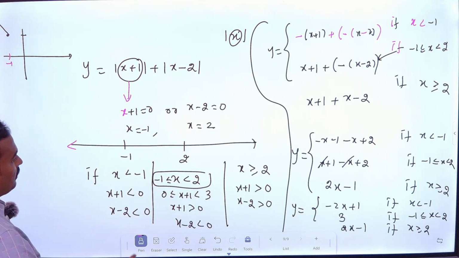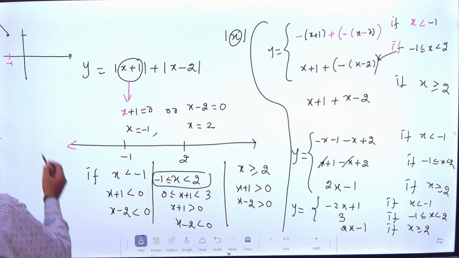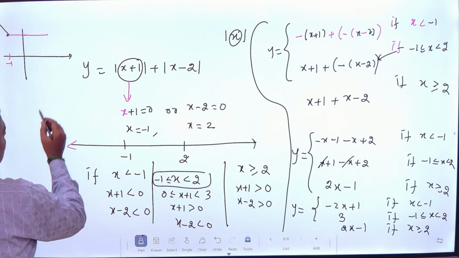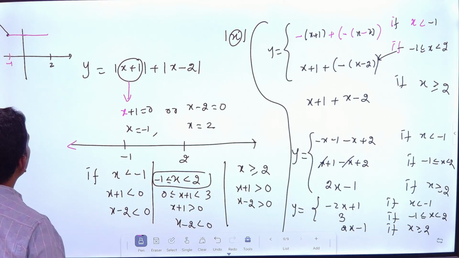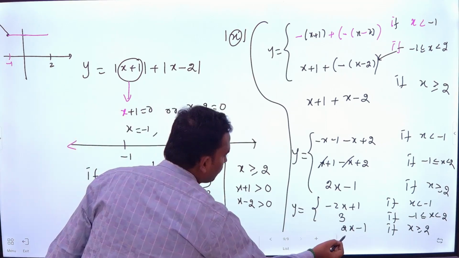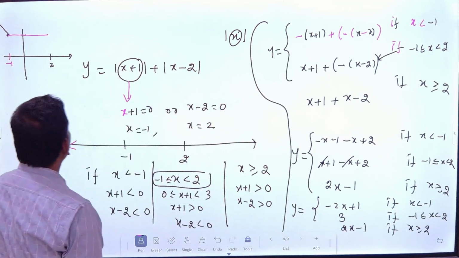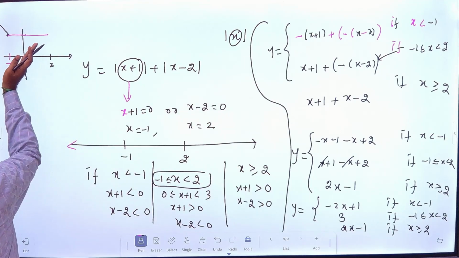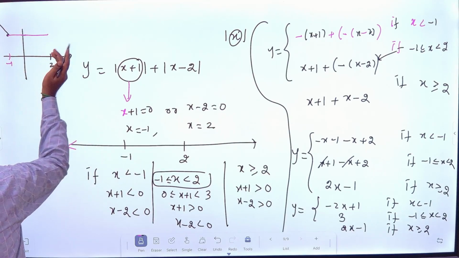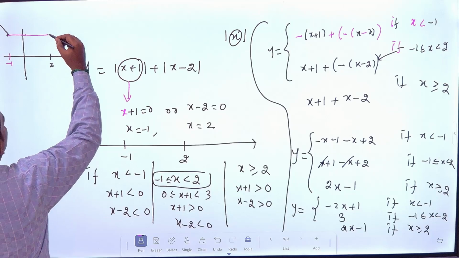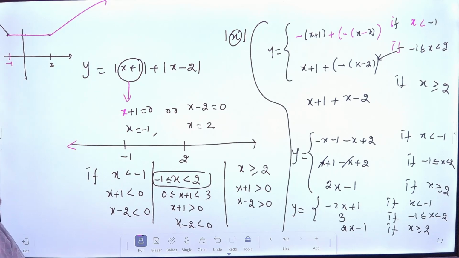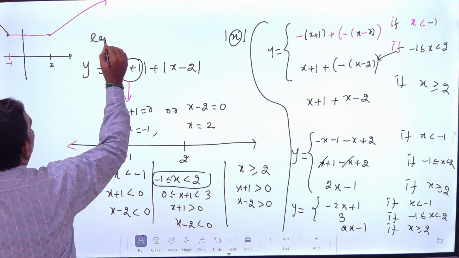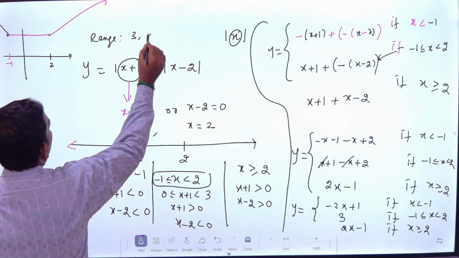When x is from minus 1 to 2, it will be 3, right? 3 from minus 1 to 2. And then x is more than 2. Just put 2 here: 2 into 2 is 4, 4 minus 1 is 3. So definitely the 2x graph is there, just shifted 1 unit down. Then the graph will be like this. This is the graph, and the range will be 3 to infinity.